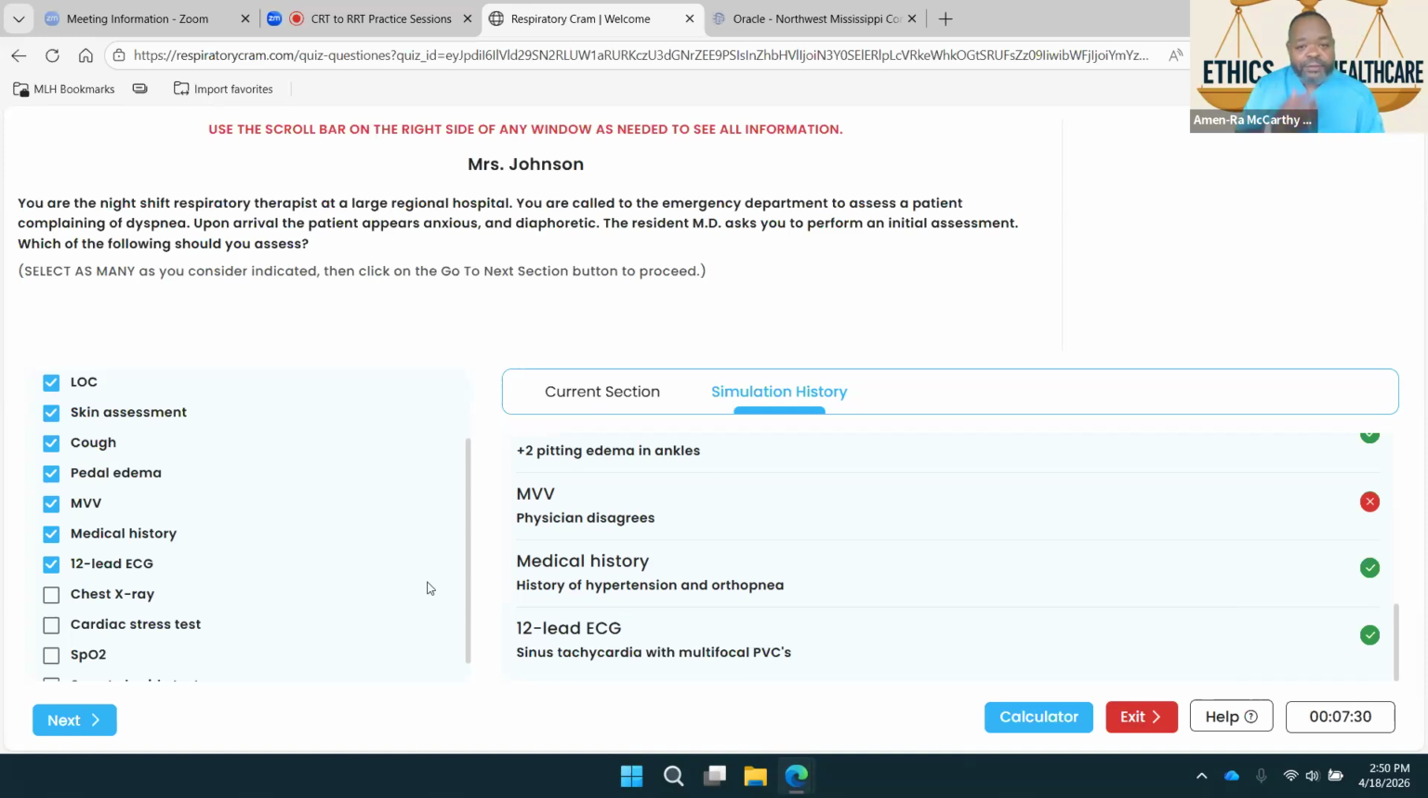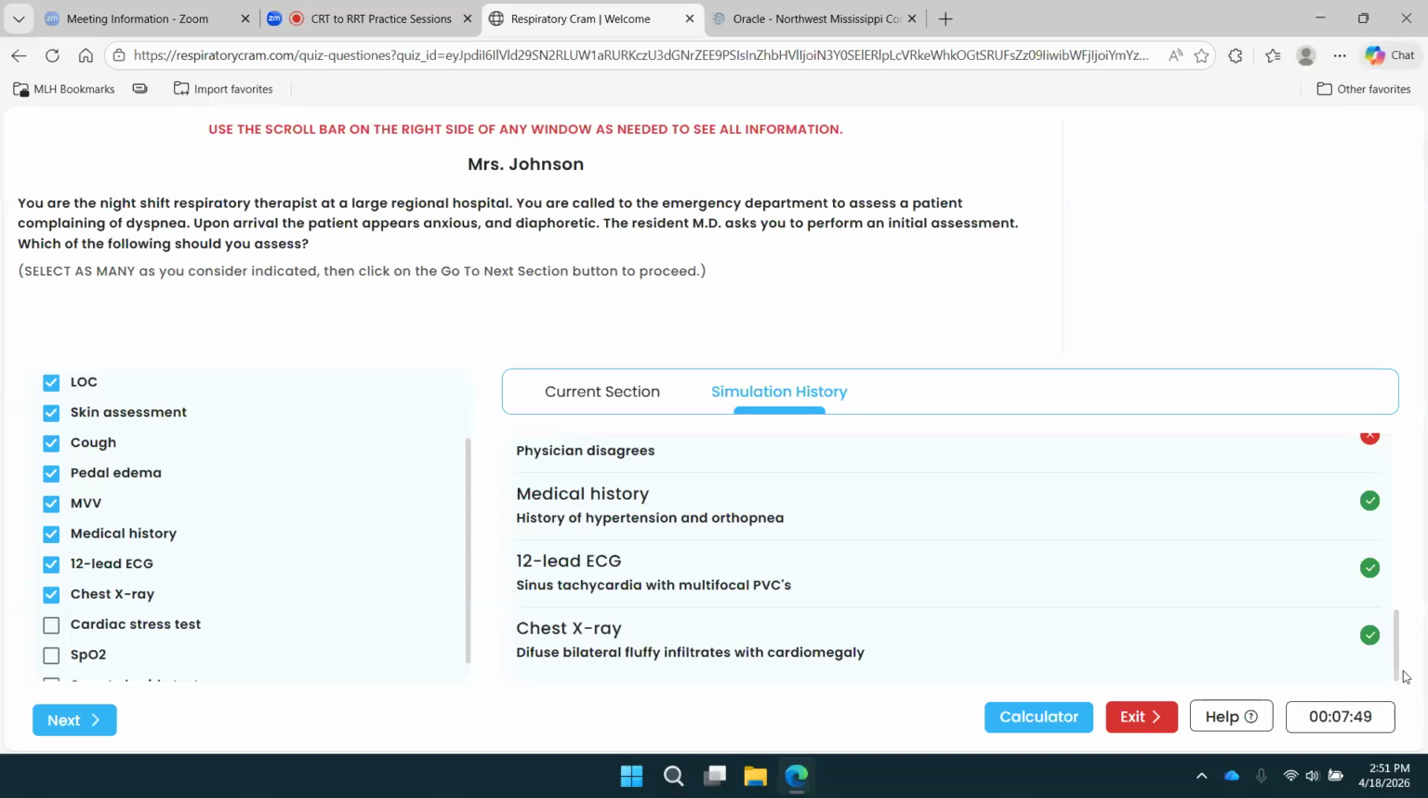Okay, what about a chest x-ray? Do we want to get a chest x-ray on her? Yes. Okay, let's see. Good. Diffuse bilateral fluffy infiltrates with cardiomegaly. So there again, bilateral fluffy infiltrates, history of hypertension and orthopnea, fine crackles in the lung bases, right? All these things, guys, are leading to our diagnosis.